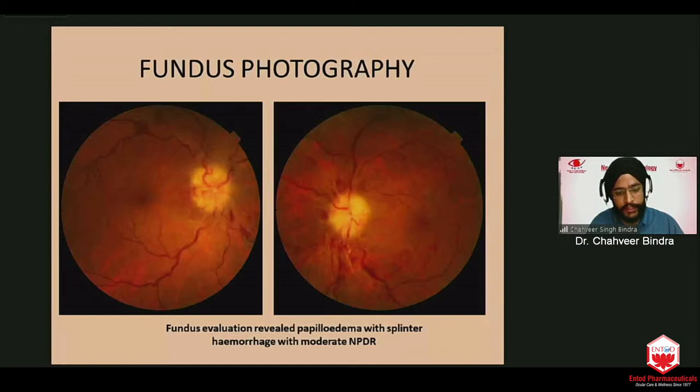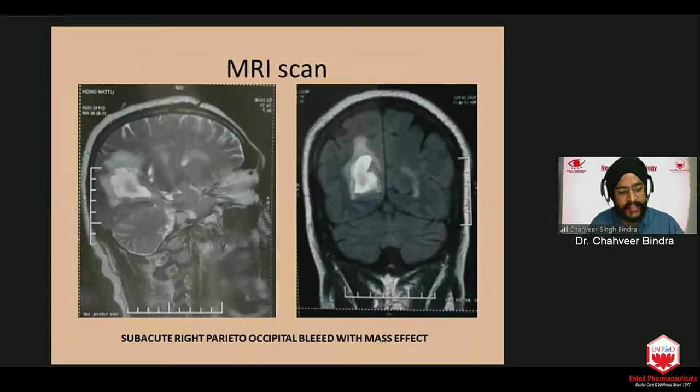The fundus photography showed papilledema in both eyes with splinter hemorrhages. Also, the patient had moderate NPDR. The MRI scan showed a subacute right parieto-occipital bleed with mass effect with secondary raised intracranial pressure.